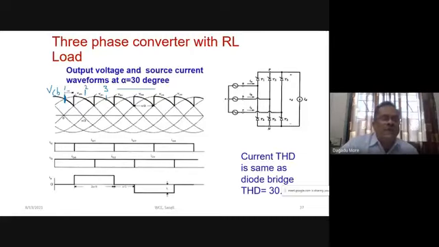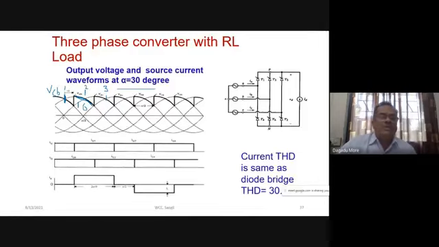Which devices will conduct? VAB, A is positive and B is negative, so 1 and 6. So this will be a period where devices conducting are 1 and 6. Next, from this 30 degrees, we are having AC. AC means which device will conduct?